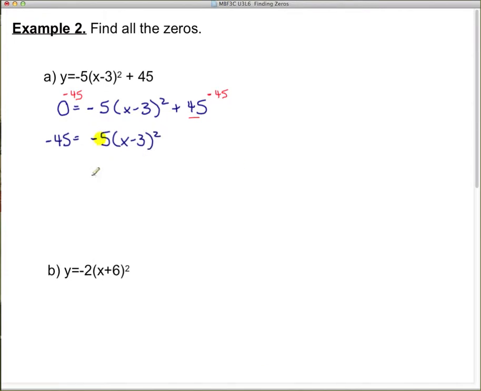Now if I take a look, the next thing I have to get rid of is that negative 5. And to get rid of that negative 5, which is multiplying that bracket, I do the opposite. I divide. So I divide both sides by negative 5. And then on this side, it becomes just x minus 3 all squared. And on this side, negative 45 divided by negative 5 is positive 9.